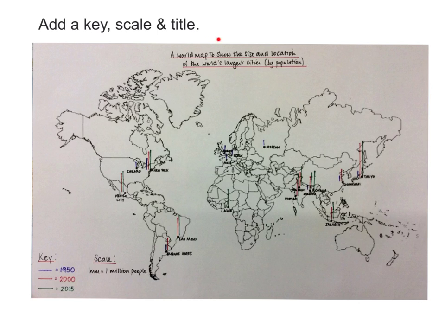And the final thing is to put a title. So geography is all about changes over time and space, and that's exactly what this map is showing. So I've got the simple title of a world map to show the size and location of the world's largest cities by population. And then you are done.